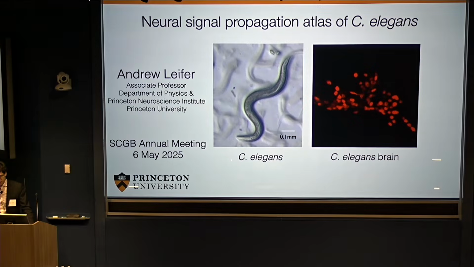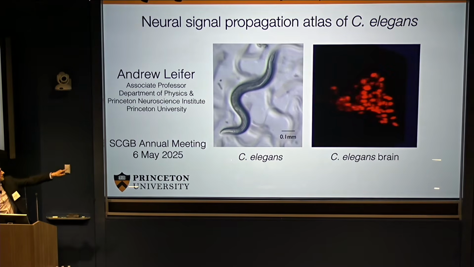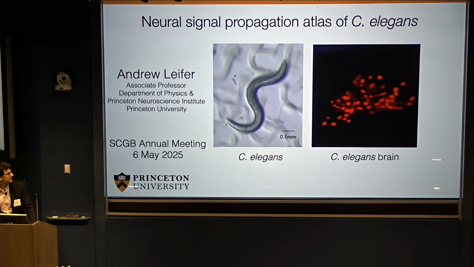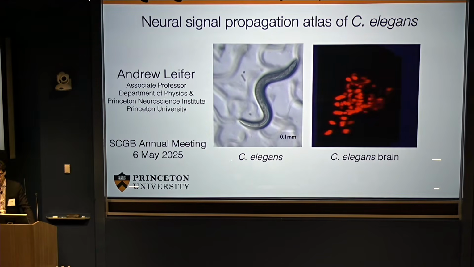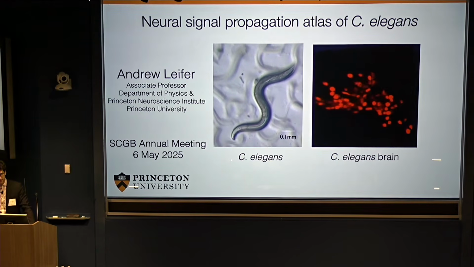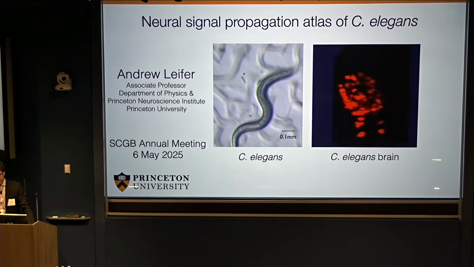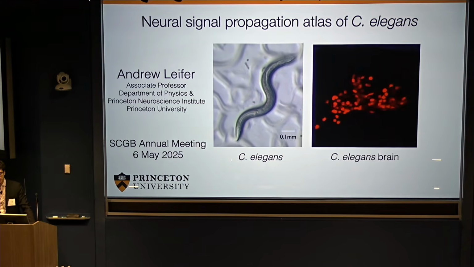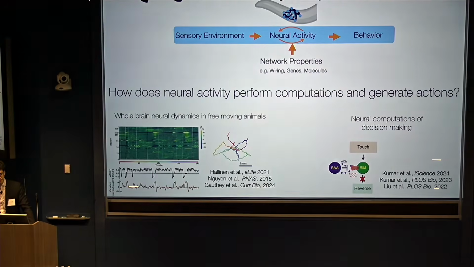Yeah, and so in this talk, I'll try to wrestle a little bit with what we're learning. I'll talk about this neural signal propagation atlas that we've been measuring in the worm. The worm's shown here, and those are some neurons in its head. It has 302 neurons, about 200 in its head. And I'll talk about how we're making sense of our measurements with respect to the connectome.